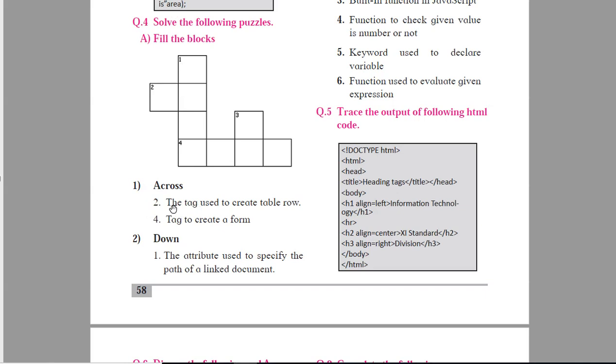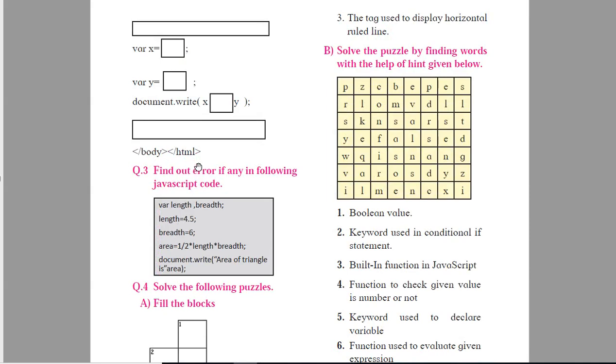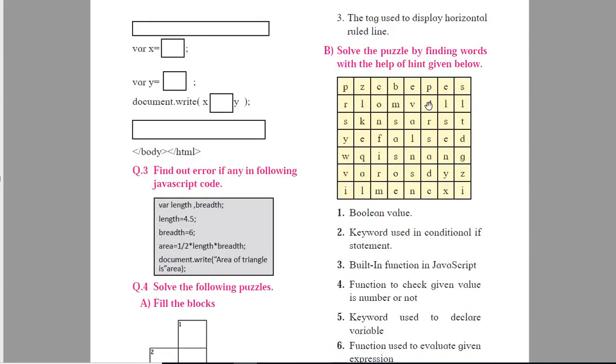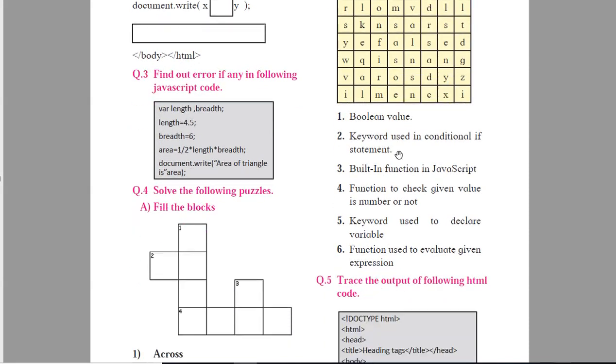See, this is 2 across 2. See, here is 2. You will have to write TR. Then the tag used to create form, that is 4. Here you will write FORM. Next, down, first down it is href, then HR is already there. Okay, and the tag used to draw the horizontal line. Which is the tag used for drawing a horizontal line? The HR tag. So you all will write the HR tag. Next, this puzzle is based on JavaScript, so you all will not perform this.